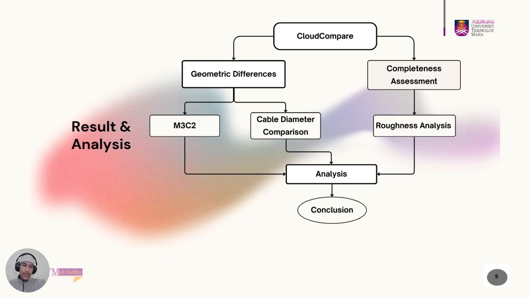Next, we move to the last phase, which is results and analysis. The analysis was conducted using CloudCompare software. Three main assessments were performed. The first is M3C2 analysis, to evaluate geometric differences between both datasets. The second is cable diameter comparison, because for the cable, direct comparison using M3C2 was not suitable due to the different acquisition periods. And lastly is completeness assessment, to evaluate the similarity of spatial coverage and point cloud distribution.